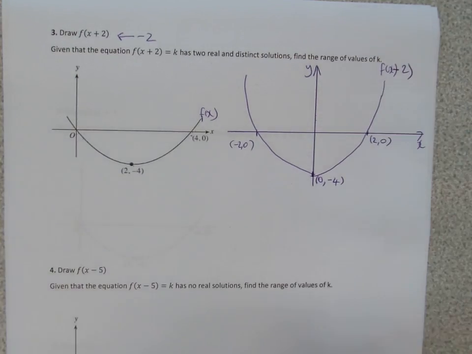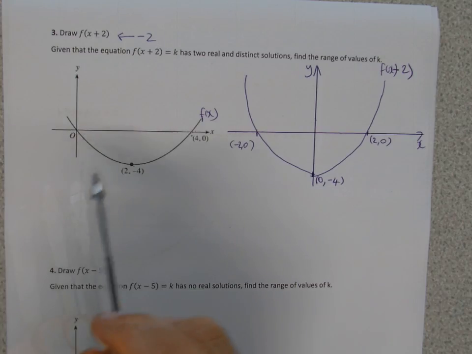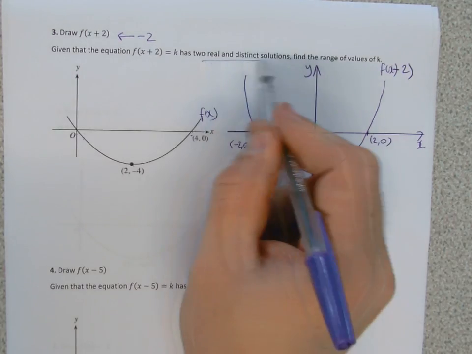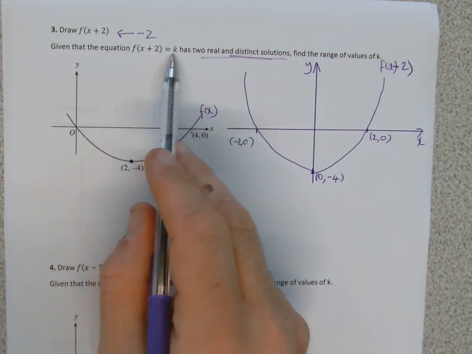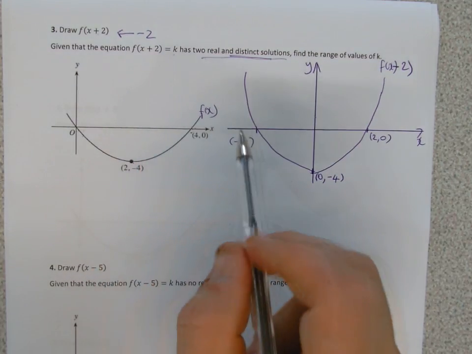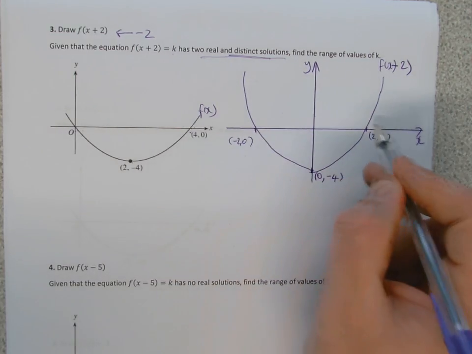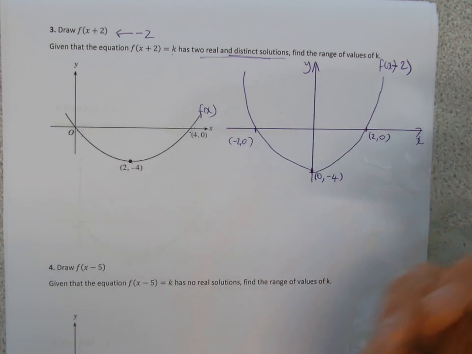Okay, excellent. Then it says, given that the equation f of x plus 2 equals k has 2 real and distinct solutions, find the range of values of k. Alright, now what we need to see here is a different question to what we saw before. It's got 2 real and distinct solutions, right? But it's not saying here when it's equal to 0, okay? Because of course we know, it equals 0 here, doesn't it? And it equals 0 here. So we've got 2 real and distinct solutions.